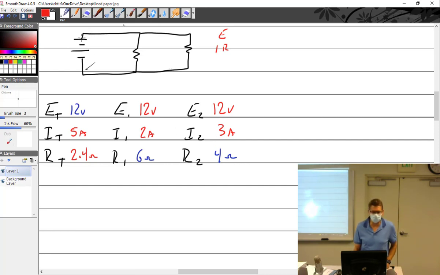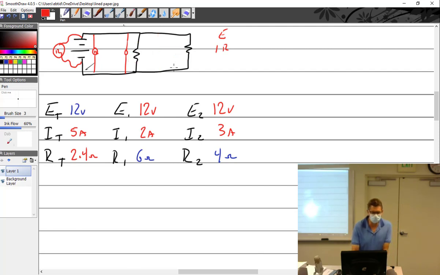Now, if we think about it, if I put a voltmeter across the battery, I'm going to get 12 volts. If I put it right here, that's the same thing, 12 volts. And if I put it here, that's the same thing as right before it, which is the same thing that's here. So it's going to be 12, 12, 12 all the way across.